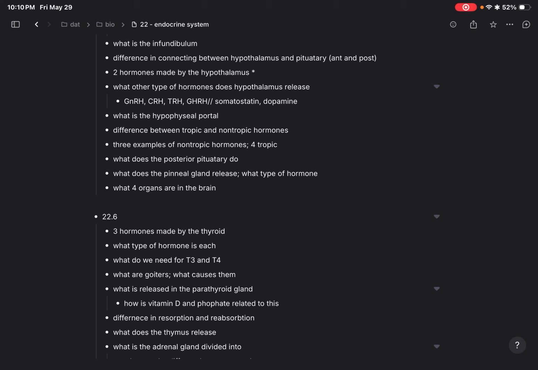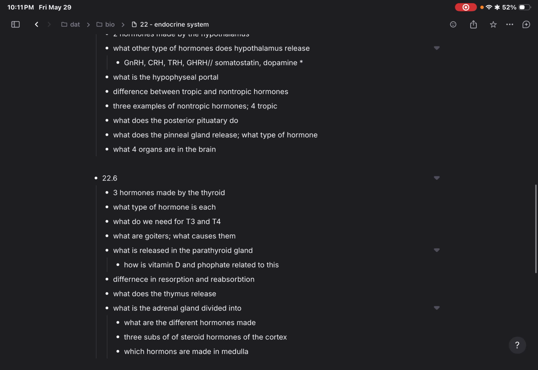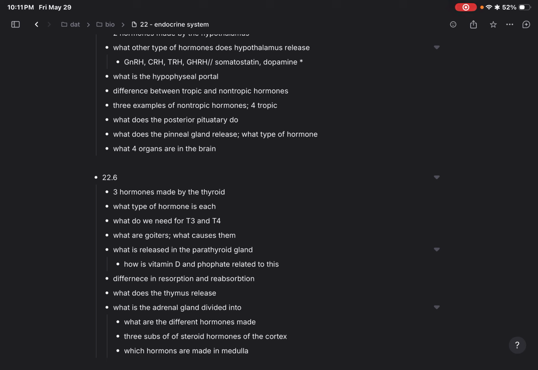What is the hypophyseal portal? That's the venous portion that connects the hypothalamus to the anterior pituitary. Somatostatin is an inhibitory hormone, so when it's released from the hypothalamus, it'll prevent growth hormone and TSH, thyroid stimulating hormone. And then dopamine will prevent the release of prolactin.